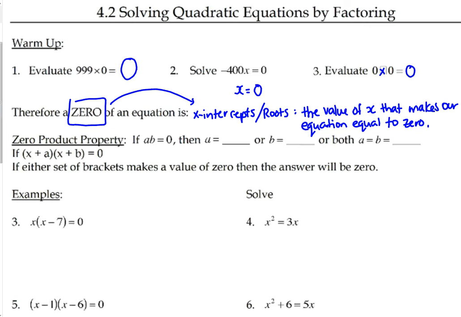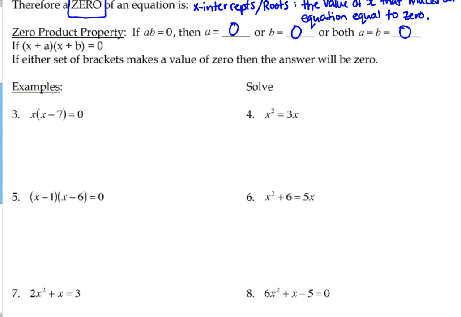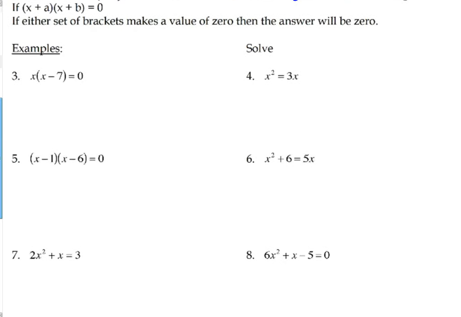Zero property is this. If A times B equals zero, then either A is equal to zero or B is equal to zero. One of them, or it could be both. Okay? Either one zero, the other zero, or they're both zero. So what we want to do is figure out the value of x that would make our equation equal to zero. So if we have a product, we have to look at each factor individually.